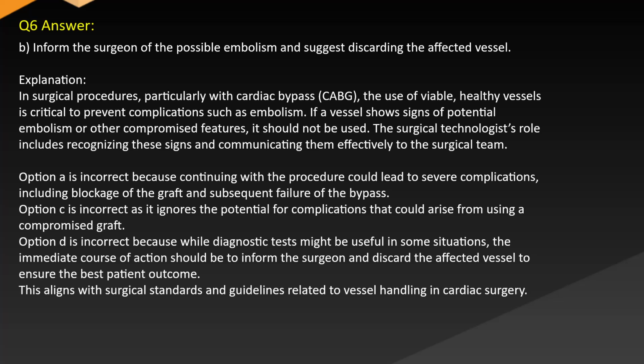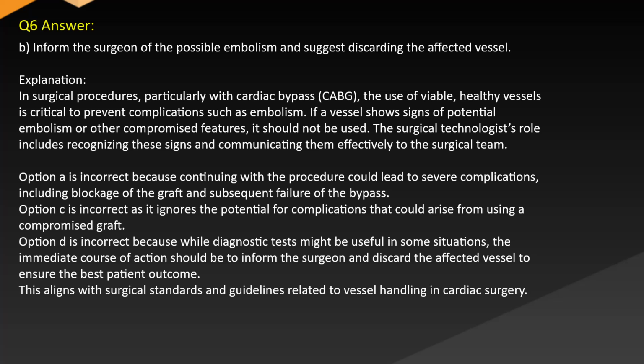Answer: B. Inform the surgeon of the possible embolism and suggest discarding the affected vessel. Explanation: in surgical procedures, particularly with cardiac bypass (CABG), the use of viable, healthy vessels is critical to prevent complications such as embolism. If a vessel shows signs of potential embolism or other compromised features, it should not be used. The surgical technologist's role includes recognizing these signs and communicating them effectively to the surgical team.